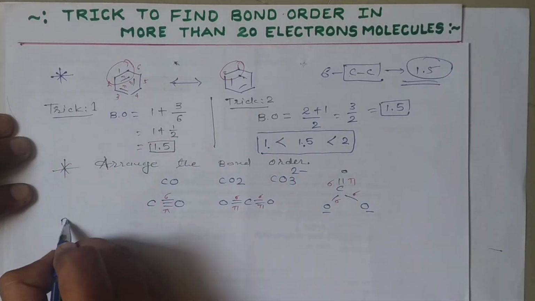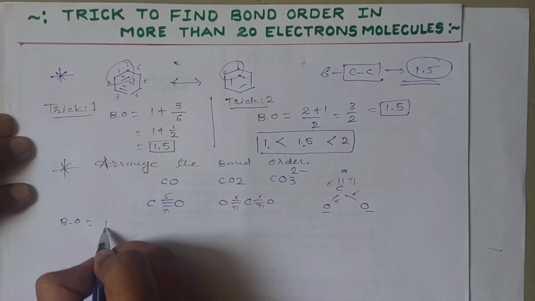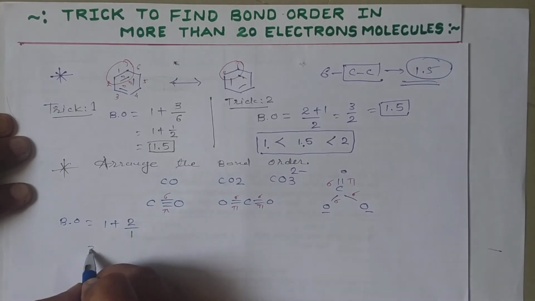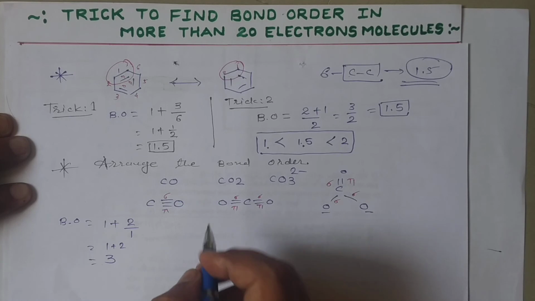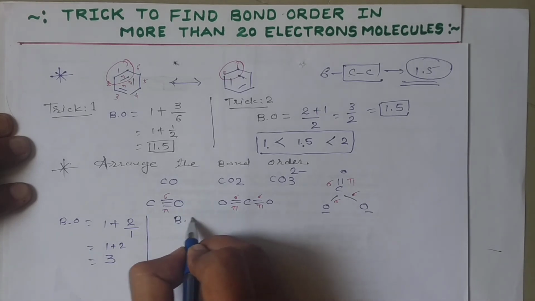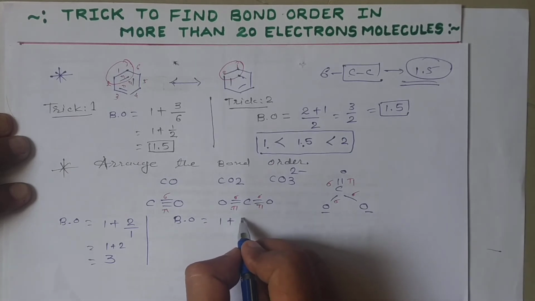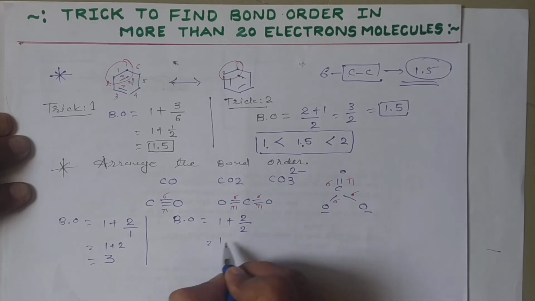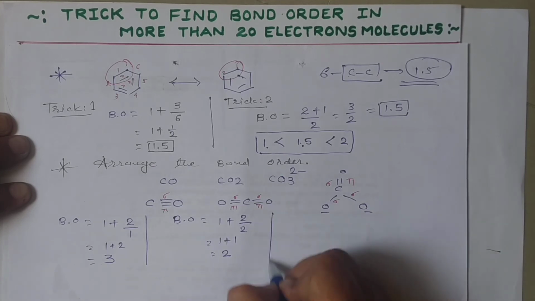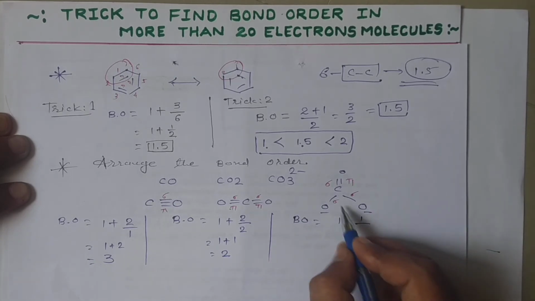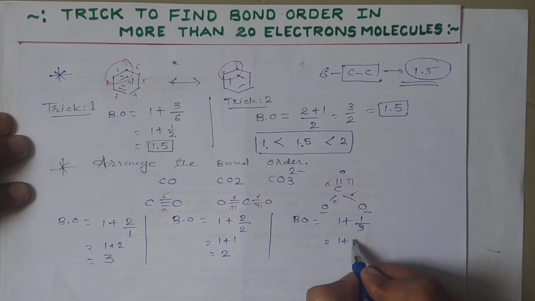Now to find the bond order in CO: 1 plus number of pi bonds, that is 2, upon sigma bonds, that is 1, so 1 plus 2, answer will be 3. Now bond order in CO2: 1 plus the total number of pi bonds in CO2, that is 2, upon sigma bonds, that is also 2, so 1 plus 1, that is 2. And bond order in CO3 2 minus: 1 plus number of pi bonds, that is 1, upon sigma bonds, that is 3, so 1 plus 0.33, that is 1.33.